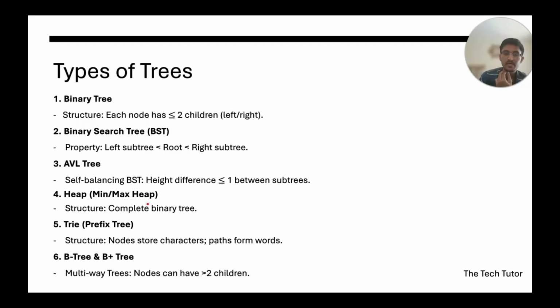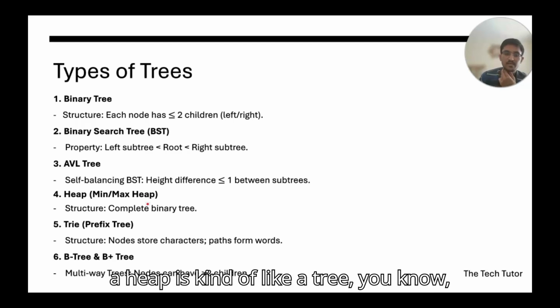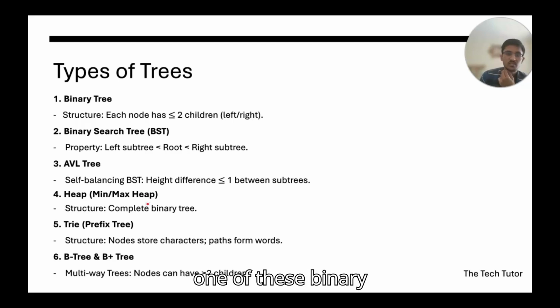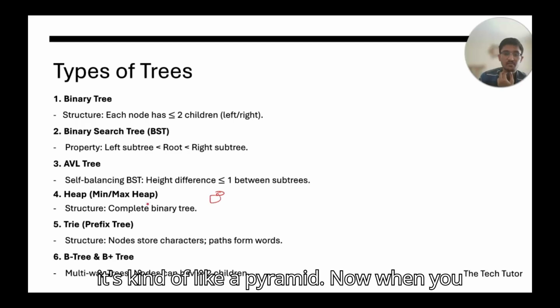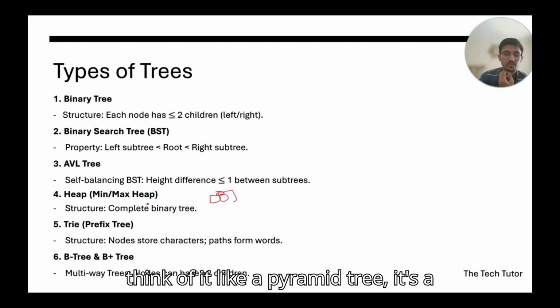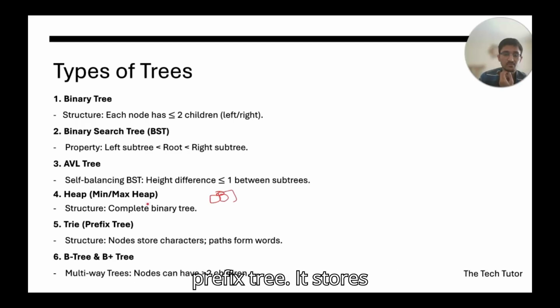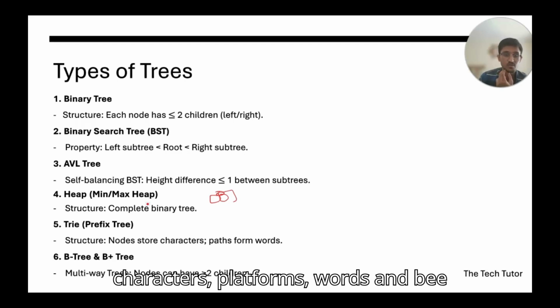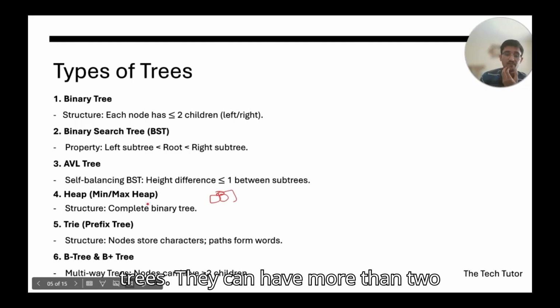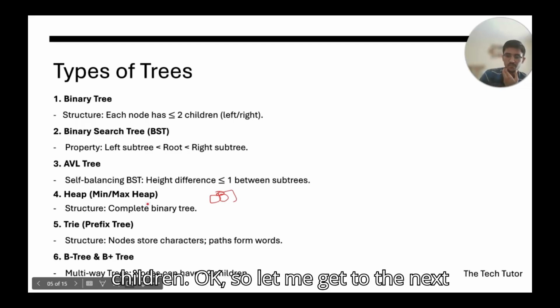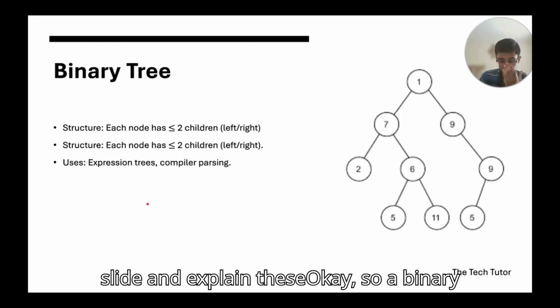A heap is kind of like a binary tree, but it's kind of like a pyramid. A prefix tree stores characters, whose paths form words. And B trees can have more than 2 children. Let me get to the next slide and explain these.